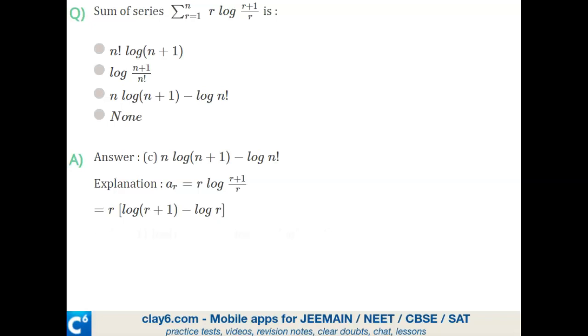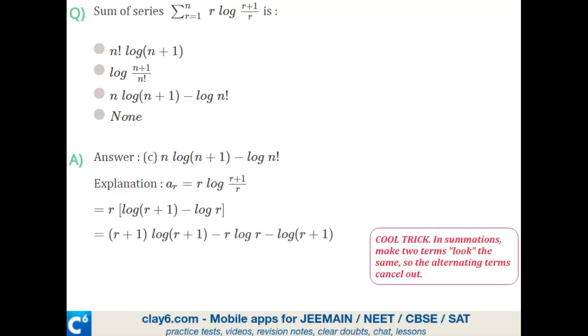Here is a cool trick. The cool trick is that in summations, you make the two terms that you want to sum look the same, but off by one factor. So why do we do that? Because when you do that, the first term of one will be the second term of the second series, but it will have a negative, and hence they will start cancelling. So this is a cool trick here.